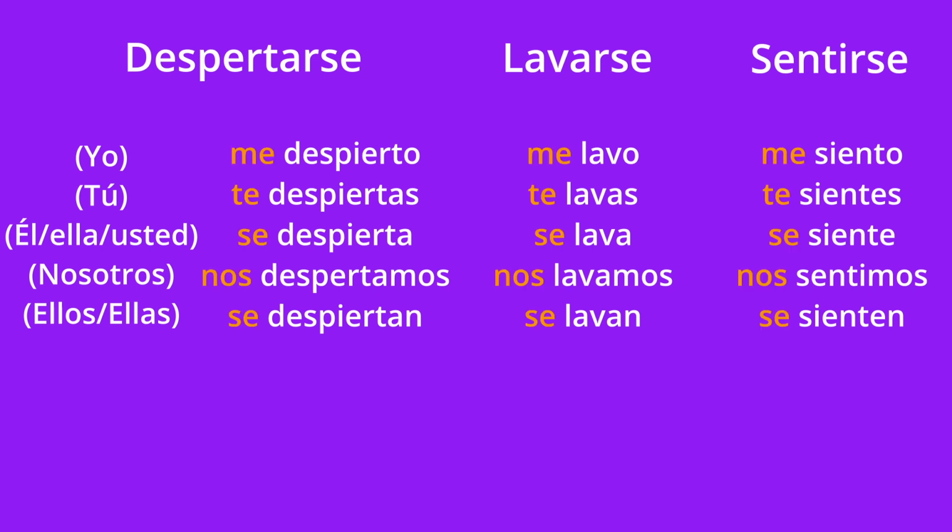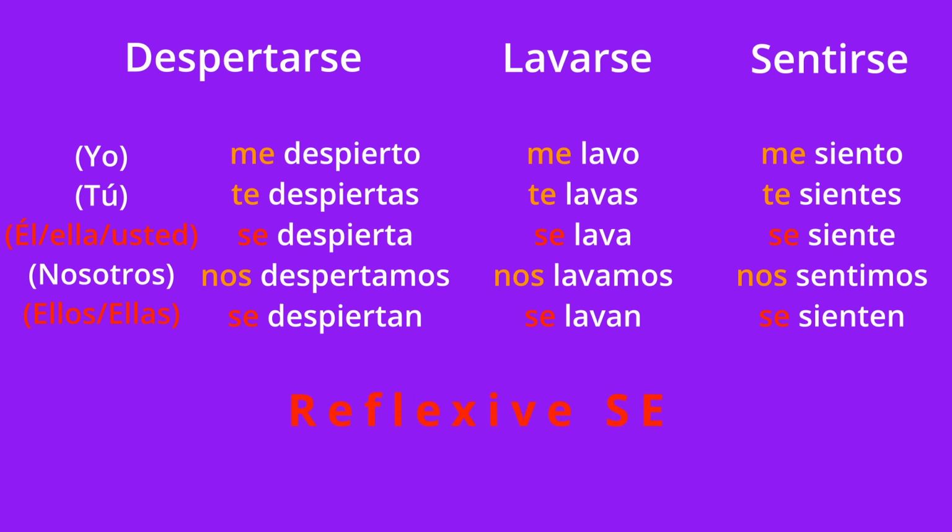You'll have to remember which pronoun is associated with which subject, but I promise you it'll take you a day or two top, because you'll be using this stuff every single day. It is that important. Another thing to notice here is that we use the pronoun se for both él, ella, usted and ellos, ellas forms. No, it's not a typo. That's what we call reflexive se, and that's what this video is actually about.